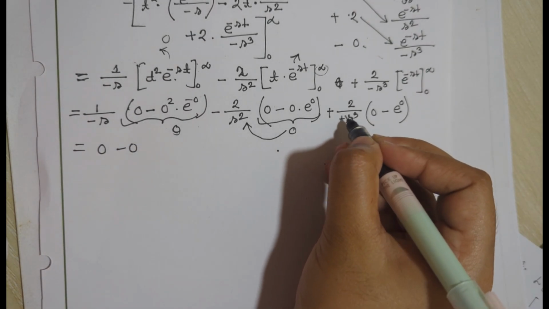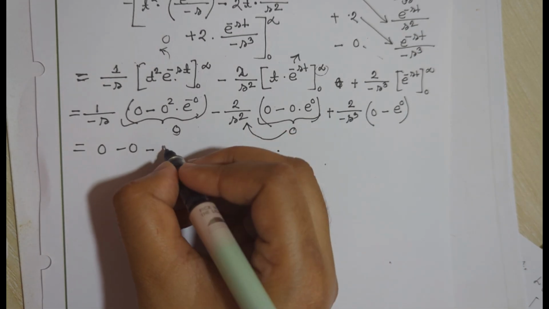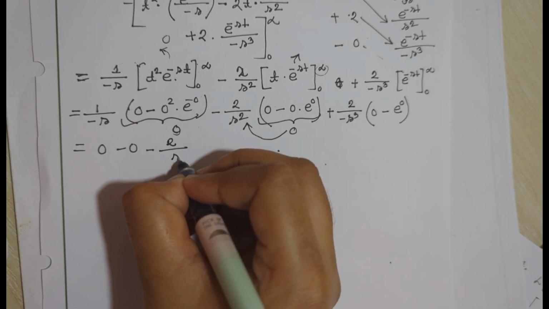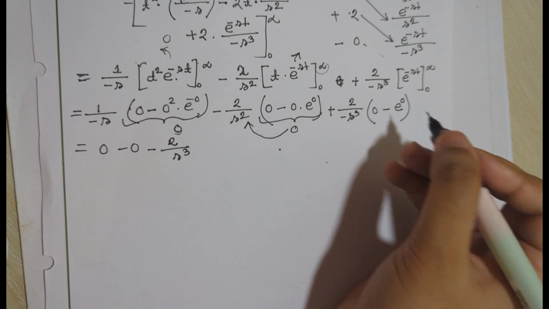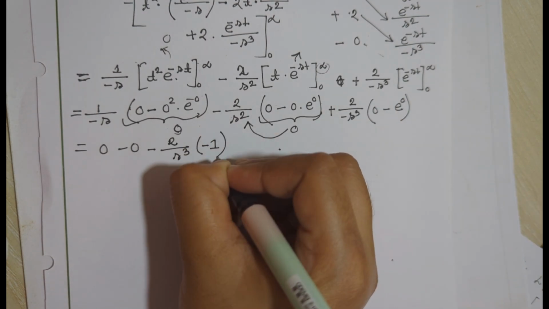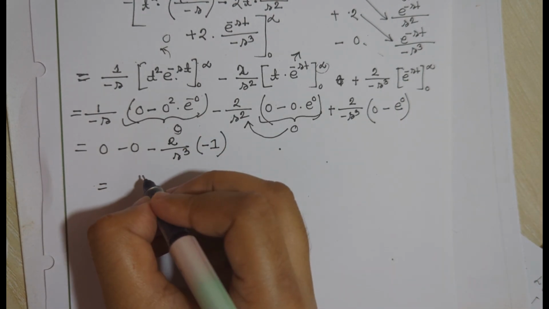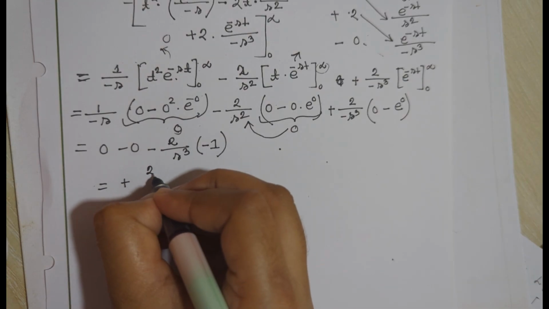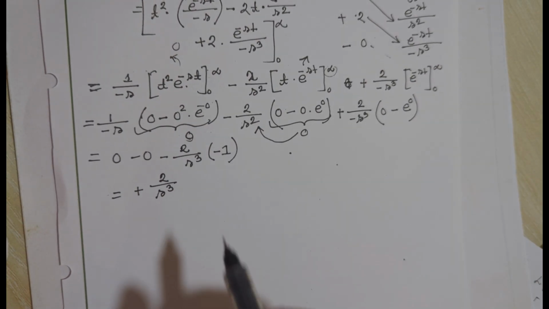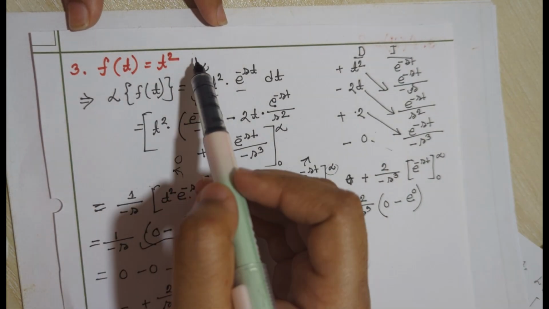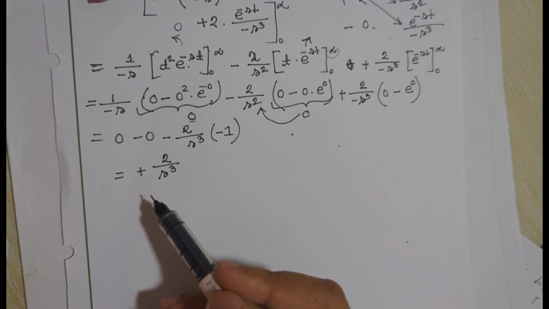And the only lasting value is our last value, which is, if we take this minus value, then this will be plus, minus minus 2 divided by s cube, and here we get e to the power 0 means minus 1. So ultimately the answer will be minus minus plus 2 divided by s cube. So the Laplace transform of t square will be 2 divided by s cube.